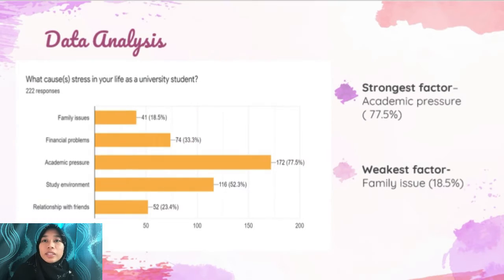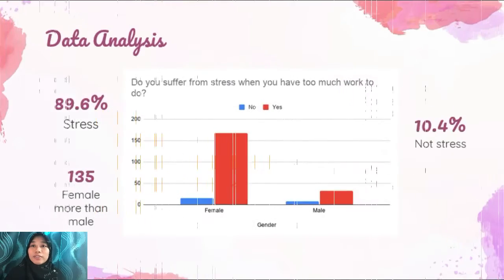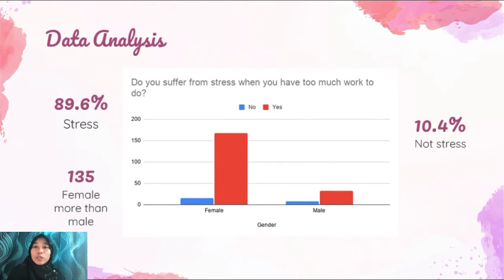The first research objective is to investigate whether the academic pressure causes stress among university students in Malaysia or not. For the first question, what causes stress in your life as a university student? The strongest factor that we got is the academic pressure. About 77.5% of respondents answer that they have academic pressure, and the weakest factor that we got is the family issue. For the second question, do you suffer from stress and you have too much work to do?